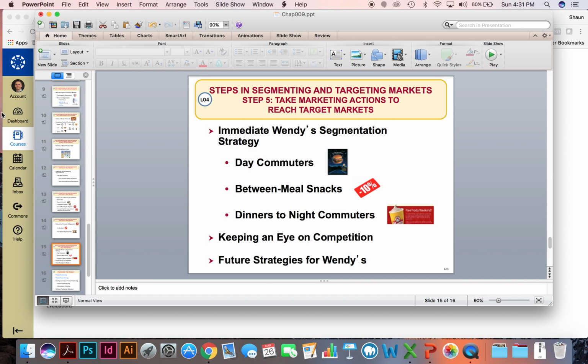Day commuters, we're going to try to get day commuters into our Wendy's restaurants. We're going to offer a coupon for in-between meal snacks and dinners to night commuters in the form of a free Frosty or a free French fry. We'll also want to keep an eye on our competition to see if they're targeting our same segment and what methods they're using, what promotions they're using, because it can help us define our future strategy.